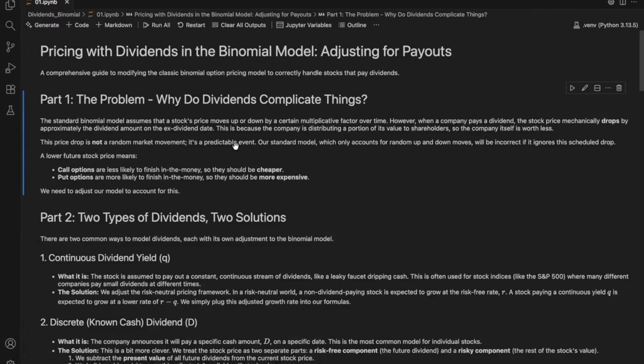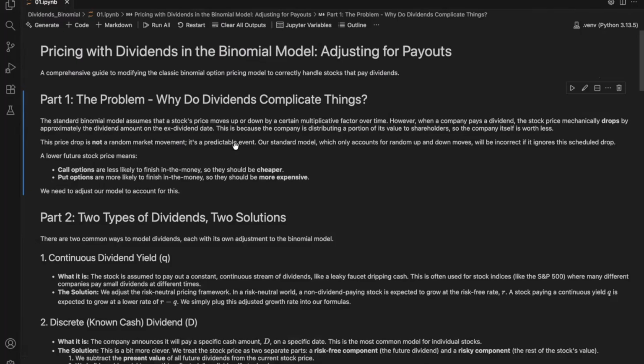So, why is a simple dividend payment such a big deal for our models? The standard binomial model assumes that a stock's price follows a random path, moving up or down by certain multiplicative factors at each step in a pricing tree. But a dividend payment is different. When a company pays a dividend, it is distributing a portion of its corporate value, its cash, directly to its shareholders. Consequently, on the day the stock goes ex-dividend, its price mechanically drops by an amount roughly equal to that dividend. This is not a random market fluctuation, it is a predictable scheduled event.